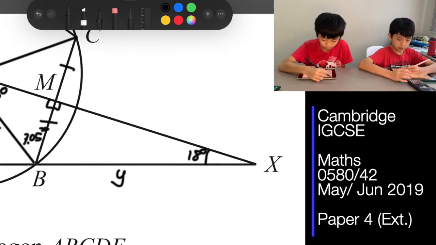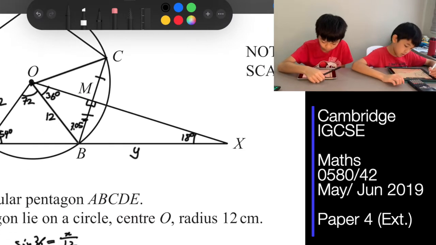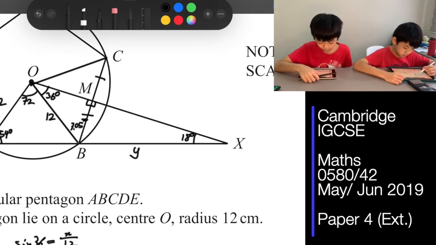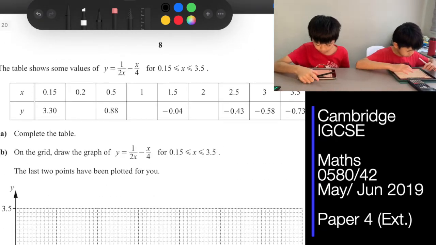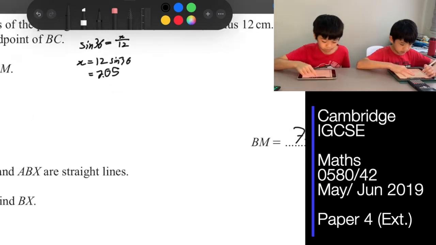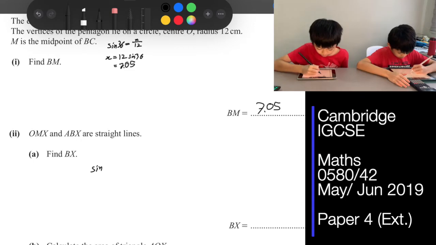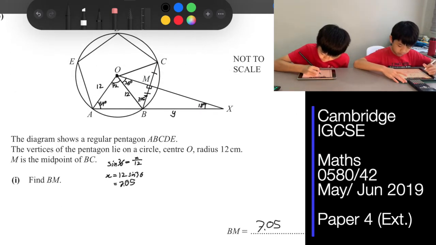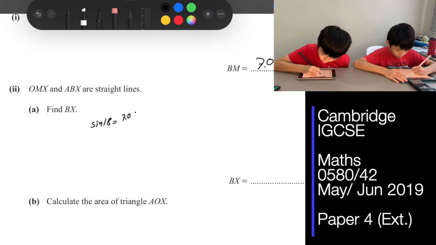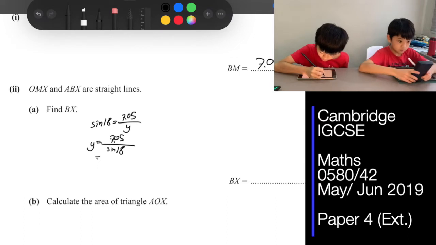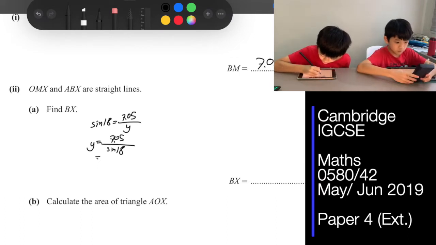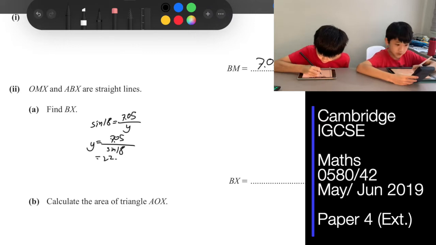Okay, now that we've got this angle, we can use sine. Sine 18 is equal to 7.05 over y. So y is equal to 7.05 over sine 18, which is 22.8.